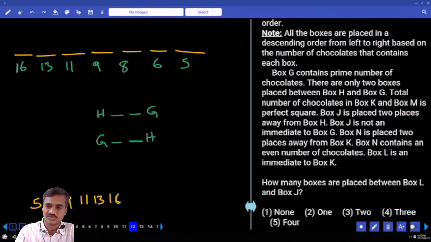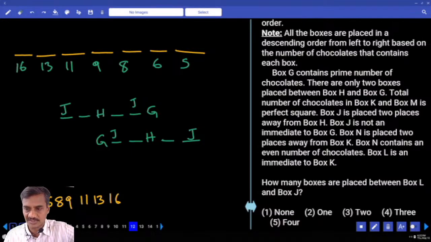There are 2 possibilities for K and M. And J is placed 2 places away from H. J can be here or J can be here. Now similarly, J can be here or J can be here. And J is 2 places away from H.